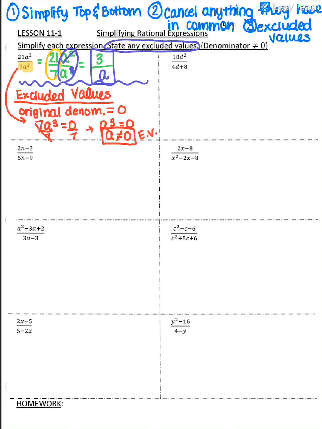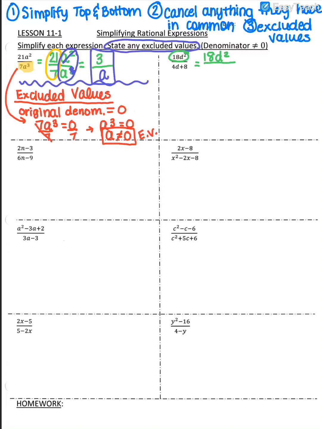So on the top, I have 18d squared. Unfortunately, that doesn't really simplify. It's just going to stay 18d squared. The reason why it doesn't simplify is because it's all one term, so I can't take out a GCF or factor using 2 parentheses or anything like that. I just have to leave it alone.